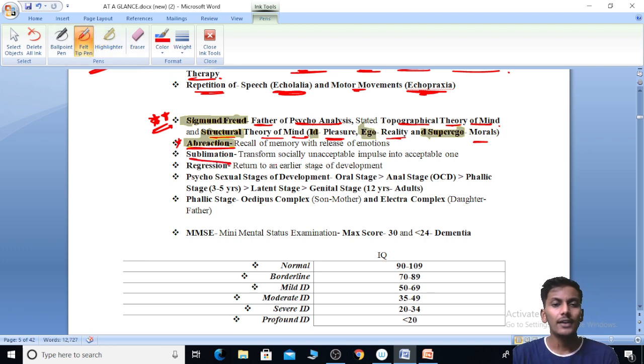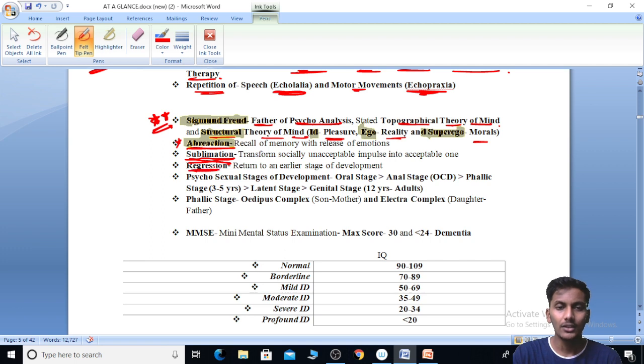Sublimation is to transform a socially unacceptable impulse into an acceptable one. Right. So what happens? Sometimes a person feels like killing someone, right? Sometimes. So that is a socially unacceptable impulse that is present in your mind. So you need to transform it into an acceptable one. You just taunt him sarcastically. You need to taunt that person. So this is an acceptable response that you have created. So this transformation is known as sublimation. Okay, this is a mature defense mechanism.